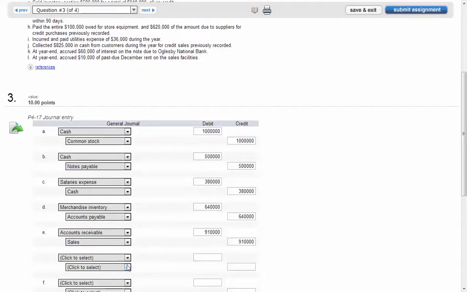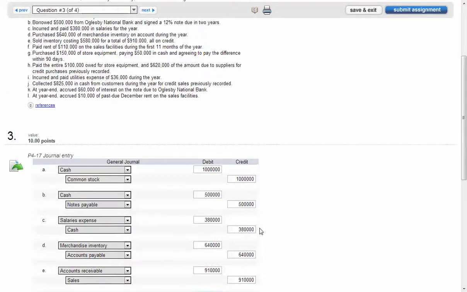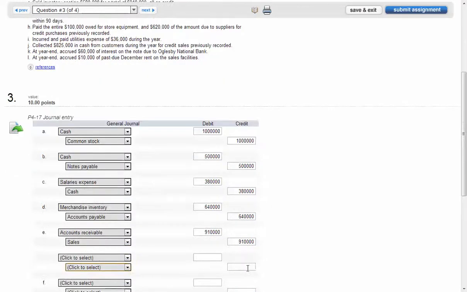Okay, and then we need to take it out of our inventory. So we credit merchandise inventory for the cost of that merchandise, which it said was $580,000. And we debit cost of goods sold. Something happened there. Let me try it again. Okay, that increases our expenses, cost of goods sold, which actually decreases our equity.